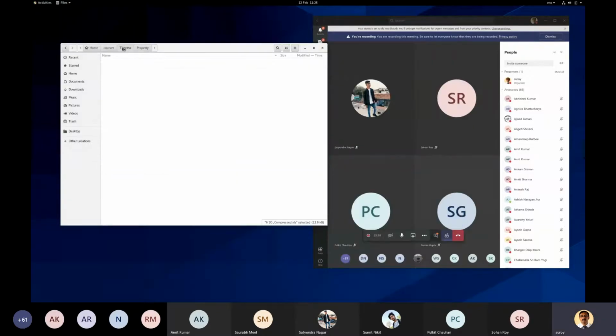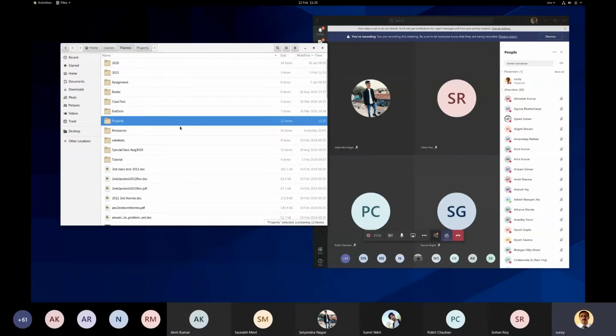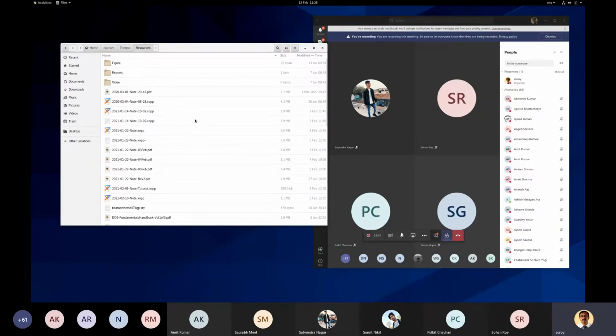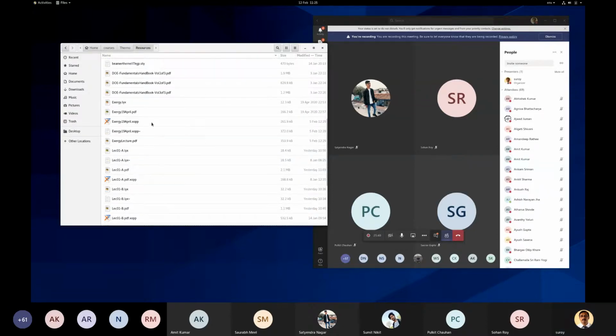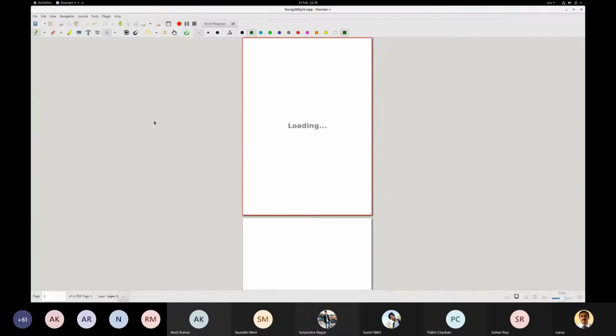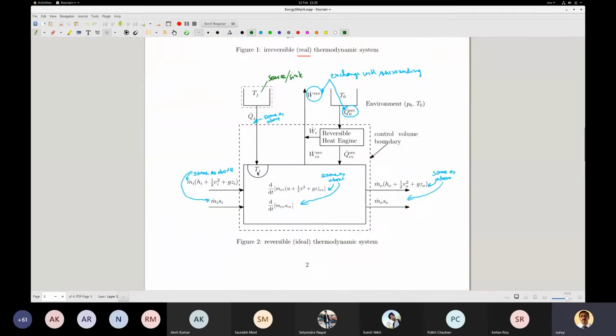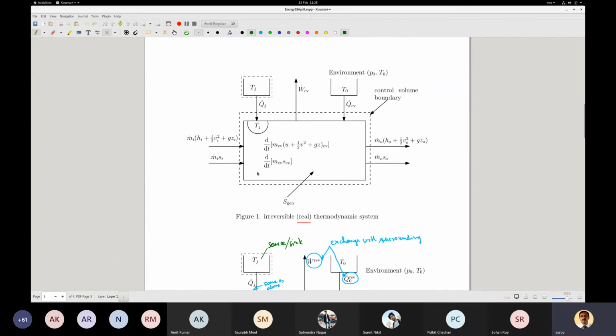Now let us recapitulate. Before we do the problems, let us recapitulate what we have done. So here, as you know, this is the general equation for change in first law and second law, right?